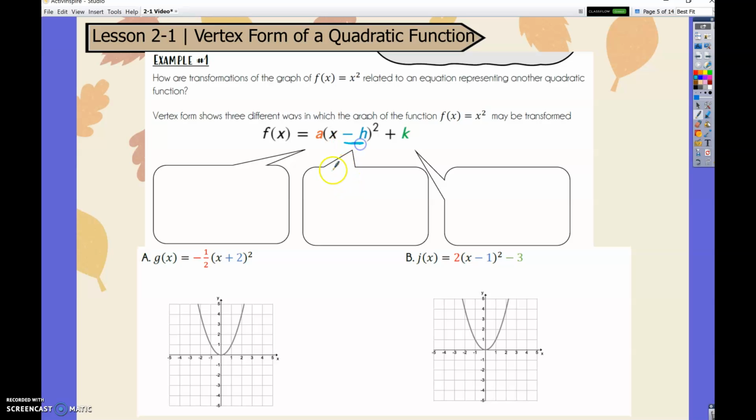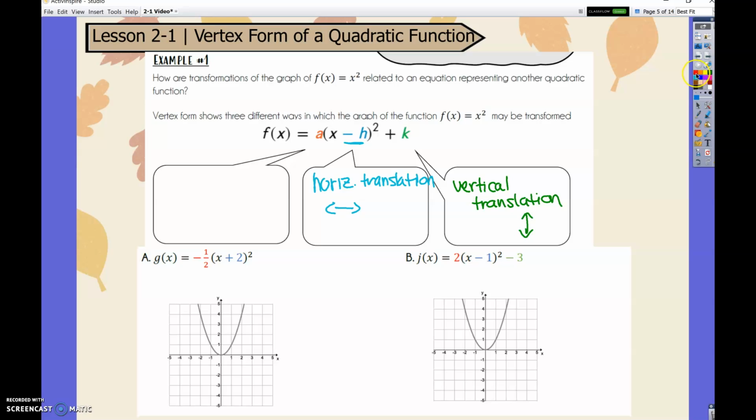This h value is your horizontal translation. It will tell you how the parent graph x squared moved left or right. Whereas our k value over here will give us our vertical translation. And that means it will tell us how much up or down the original parent graph x squared moved.